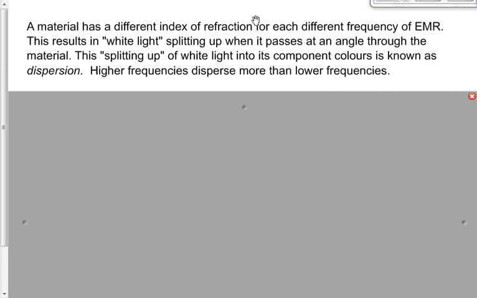Now, we talk about the index of refraction as being a measure of how much light bends. It's the ratio of the speed of light in a vacuum to the speed of light in medium X.